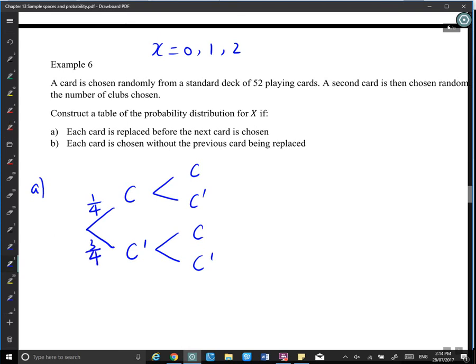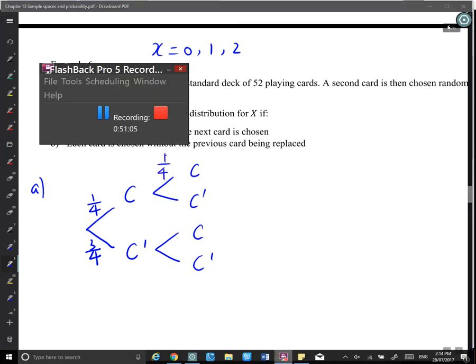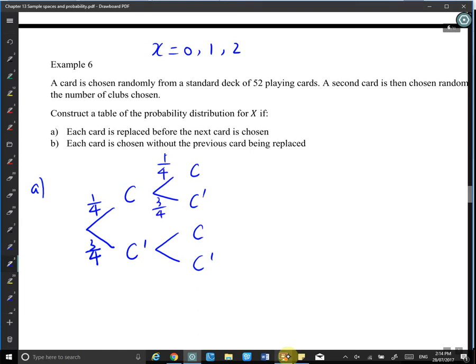3 on 4 is the probability of not getting that. It will be the same for the second time because the card you have selected goes back into the 52 cards, and it's still the same chance of getting that the second time. So it's a quarter and 3 quarters. This is 1 on 16. This is 3 on 16. This is 3 on 16. This is 9 on 16.